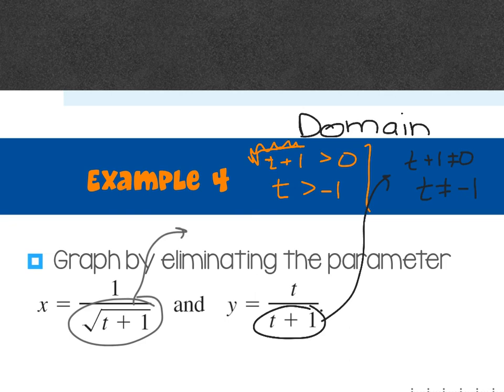Because the bottom can't be 0. So now the actual restriction comes from the overlap of these two. The left one says it has to be greater than negative 1. The right one says that it can't equal negative 1, which means the left one is already taking care of the right. The left one already excludes negative 1. So you always want to go to the one that restricts it more, right?